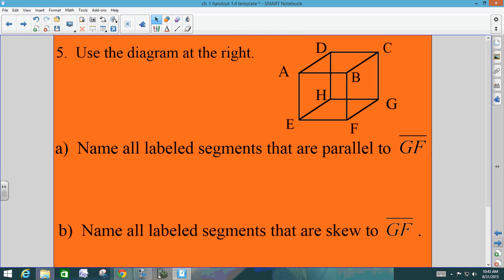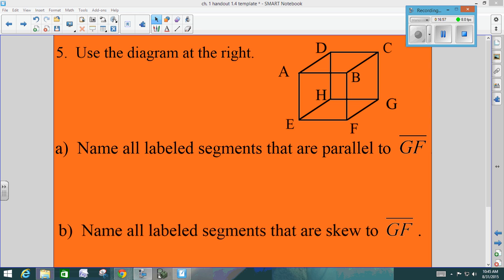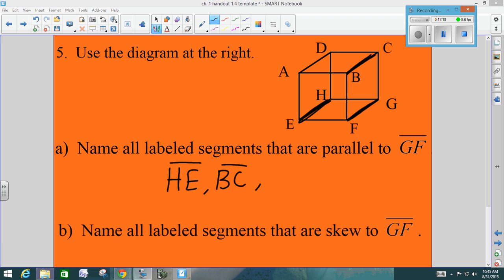All right, go ahead and do 5 on your own. Name all the labeled segments. Rose, which segment do you have that's parallel to GF? HE? Rain? Good. Paige? Excellent. There are your 3 parallel segments.